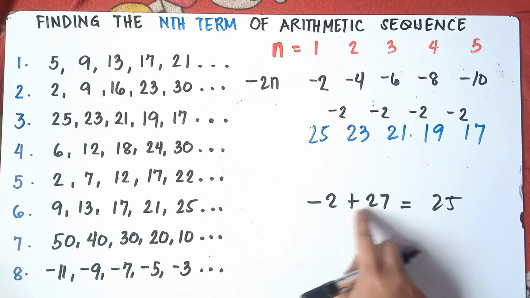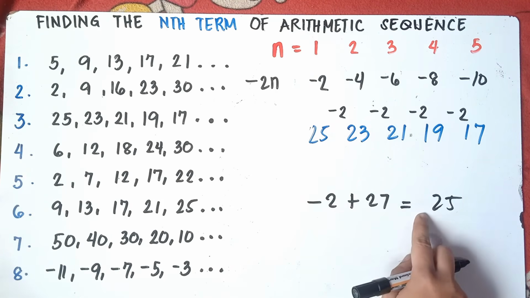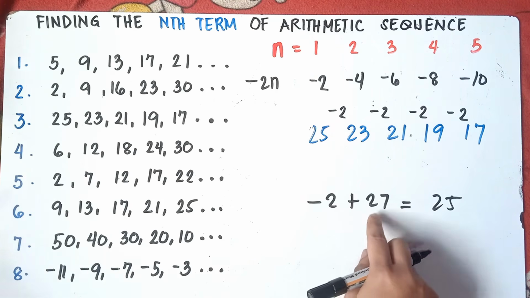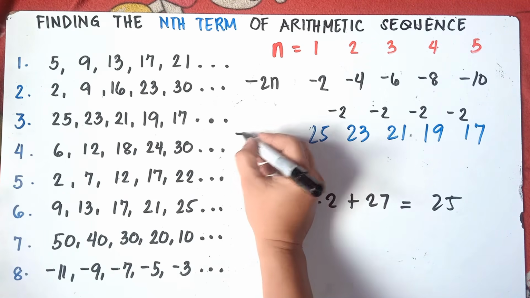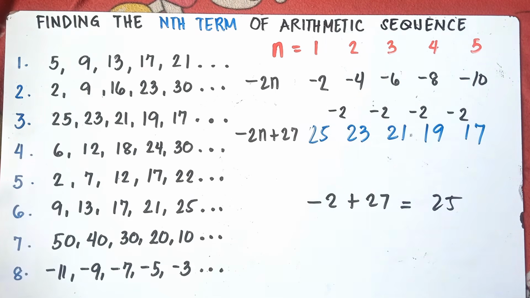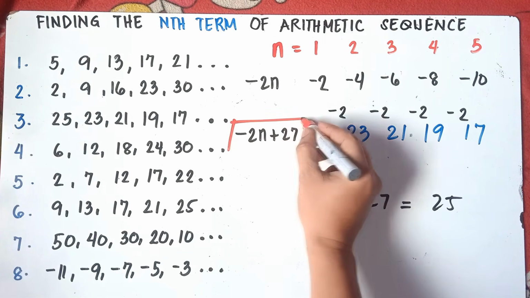Now 27 is greater than negative 2, therefore we have positive 25. So therefore we will be adding positive 27. So our equation will be negative 2n plus 27. So this will be our answer.